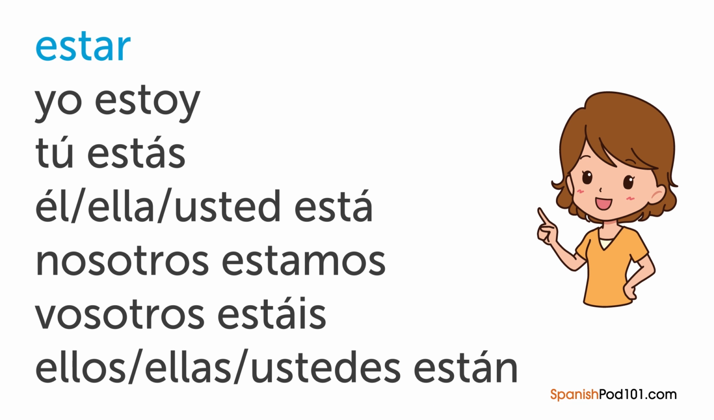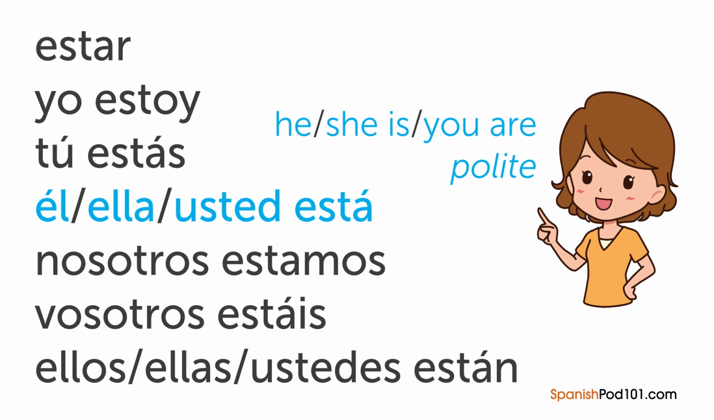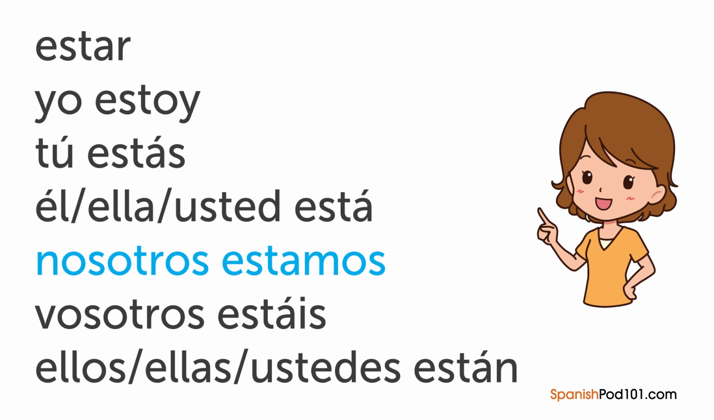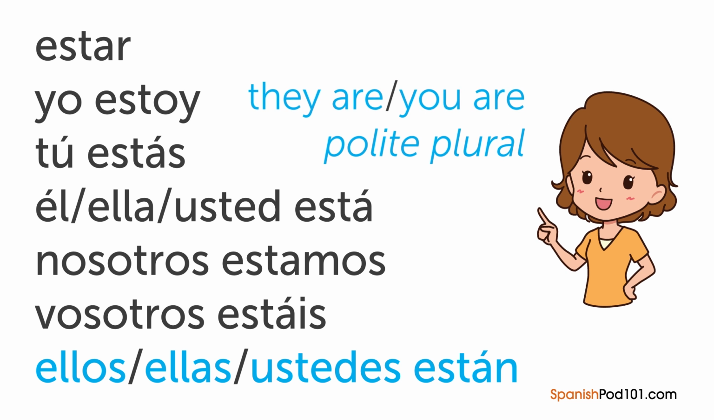The different forms of estar are: yo estoy for I am, tú estás for you are, singular. Él, ella, usted está for he, she is, you are, polite. Nosotros estamos for we are. Vosotros estáis for you are in plural form. And ellos, ellas, ustedes están for they are. You are, polite and plural.